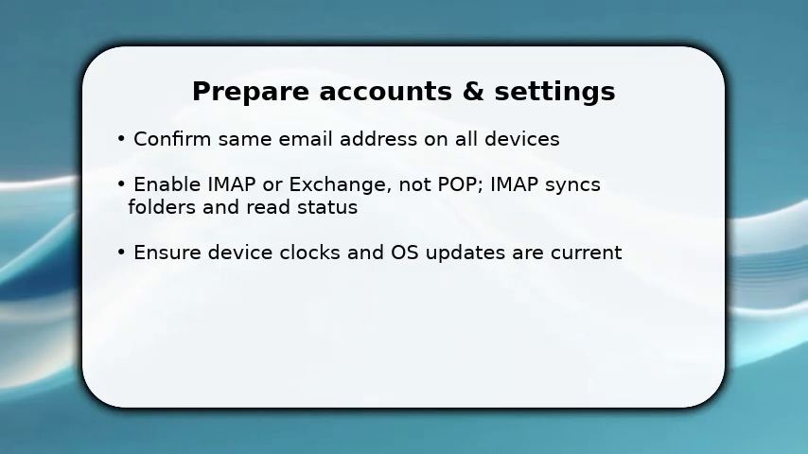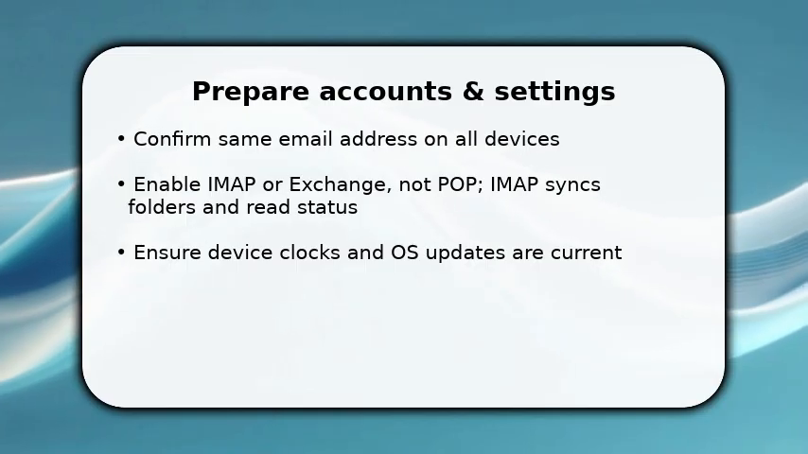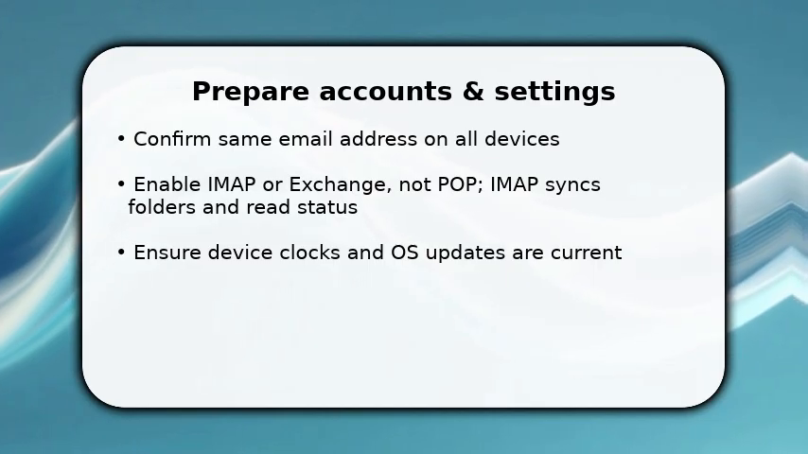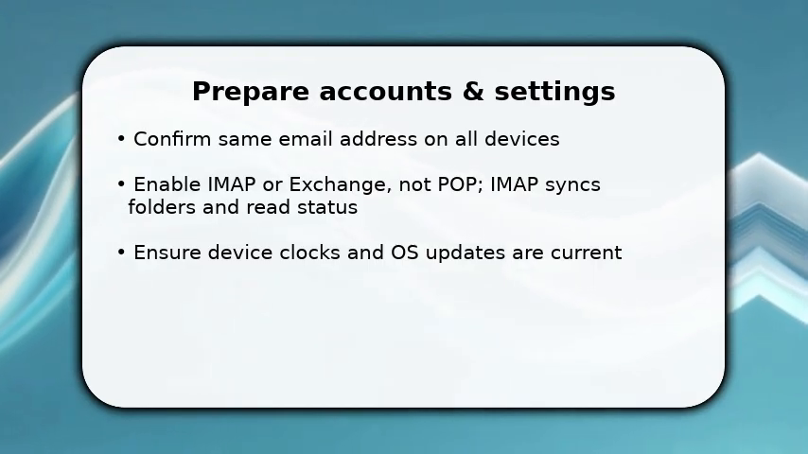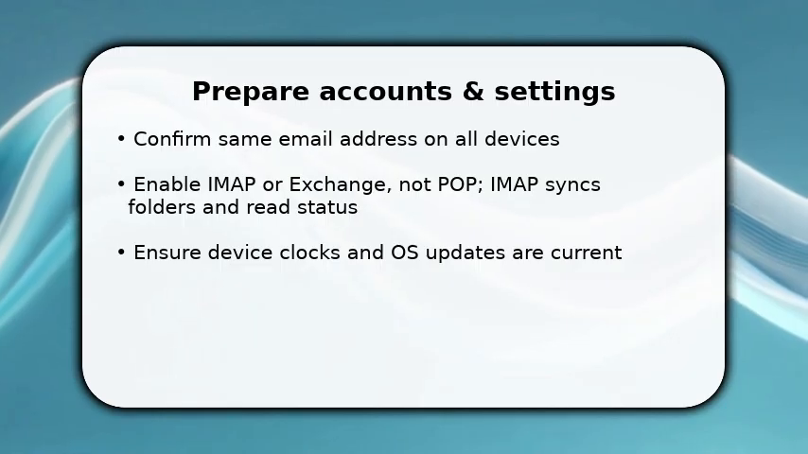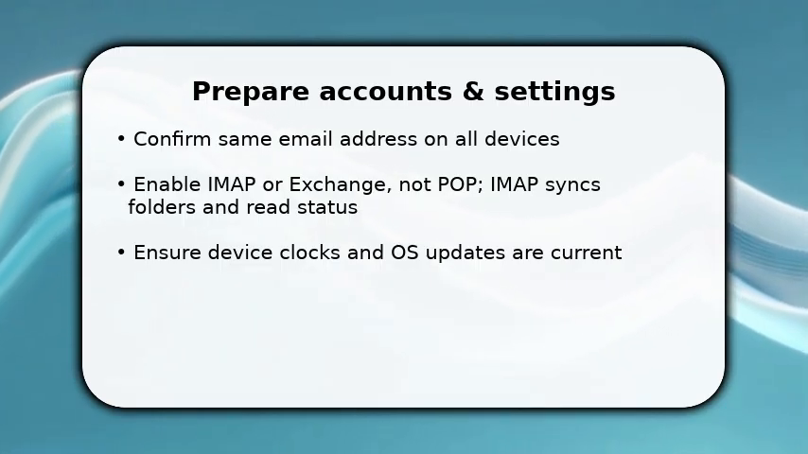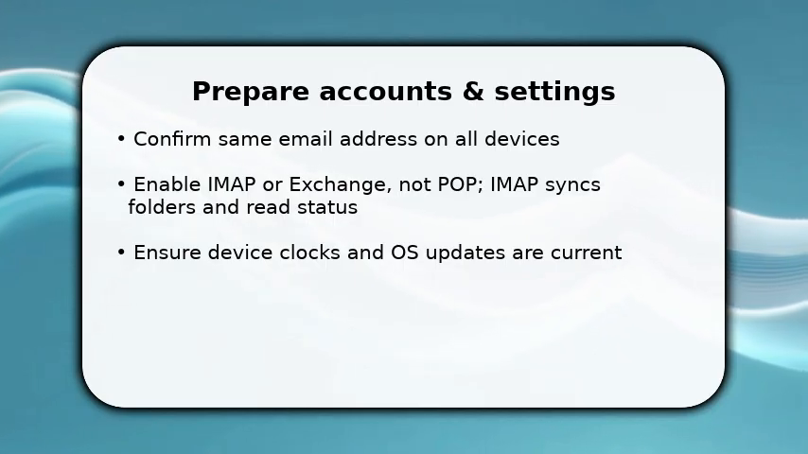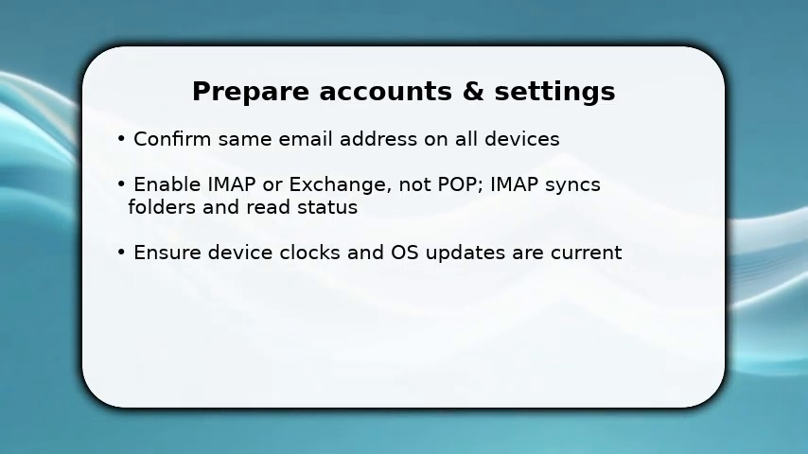You start by confirming the same account is added to each device and enabling IMAP or an Exchange profile, because IMAP keeps folders and read/unread consistent. Once done, make sure device clocks and operating system updates are current to avoid sync token conflicts. You should also check that two-factor authentication is set up and app passwords are created if required.